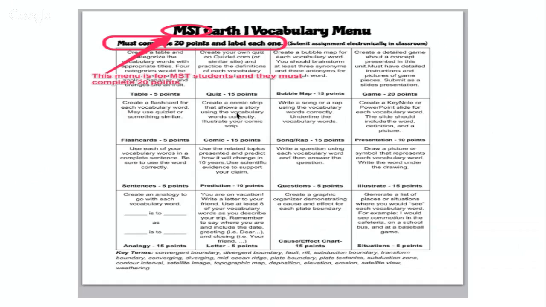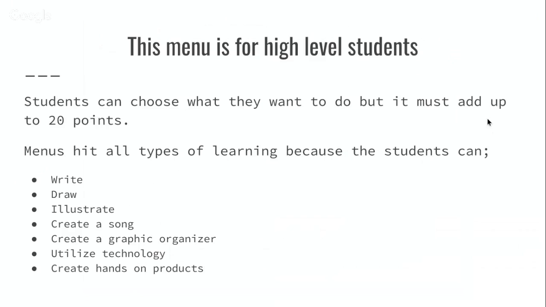They can create a comic strip. They can write a song. They can create a Keynote or a PowerPoint. They can write questions and then answers that we might use later on a test or a quiz that we give. They can be creative and write a letter. It gives them a choice and it hits their different learning styles. That's the most important thing to us.